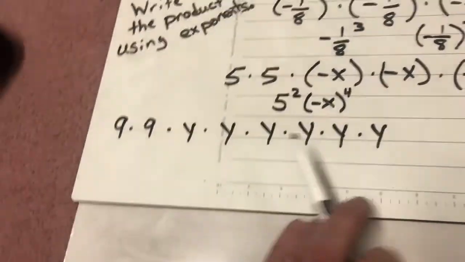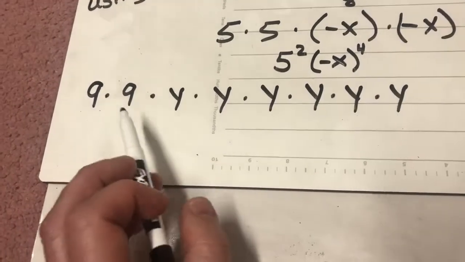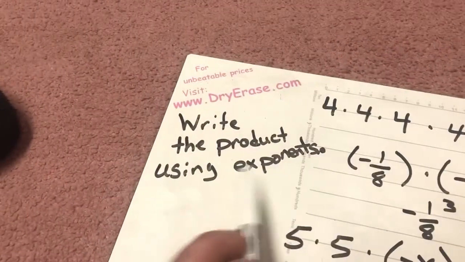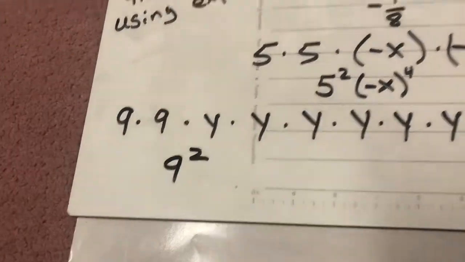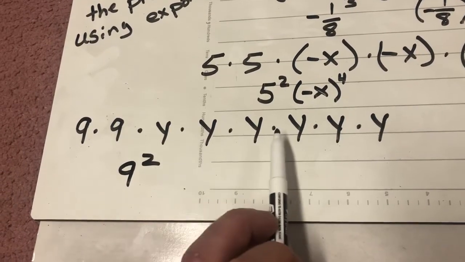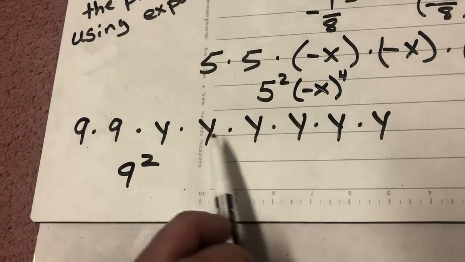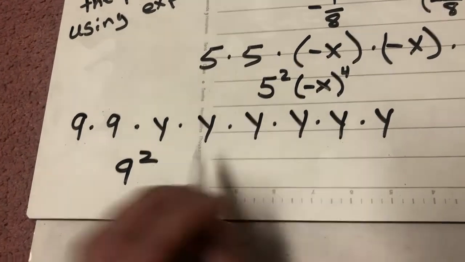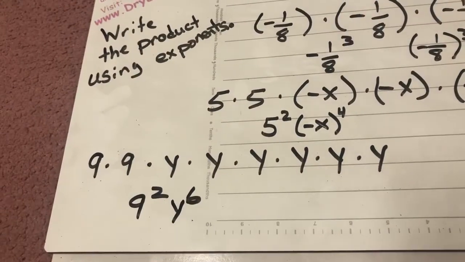All right, last one. This one starts with 9 times 9. Well, we know that that's 81, but we're supposed to use exponents in our answer. So we're going to make sure we do 9 to the power of 2. And then there's no parentheses or anything. It's just y times y times y times y times y times y. There's 1, 2, 3, 4, 5, 6 y's. So it's 9 to the power of 2, y to the power of 6.